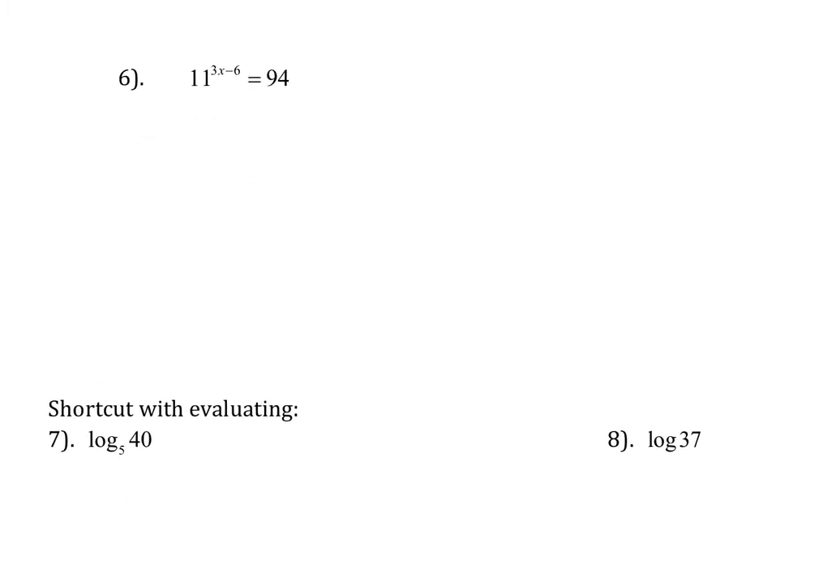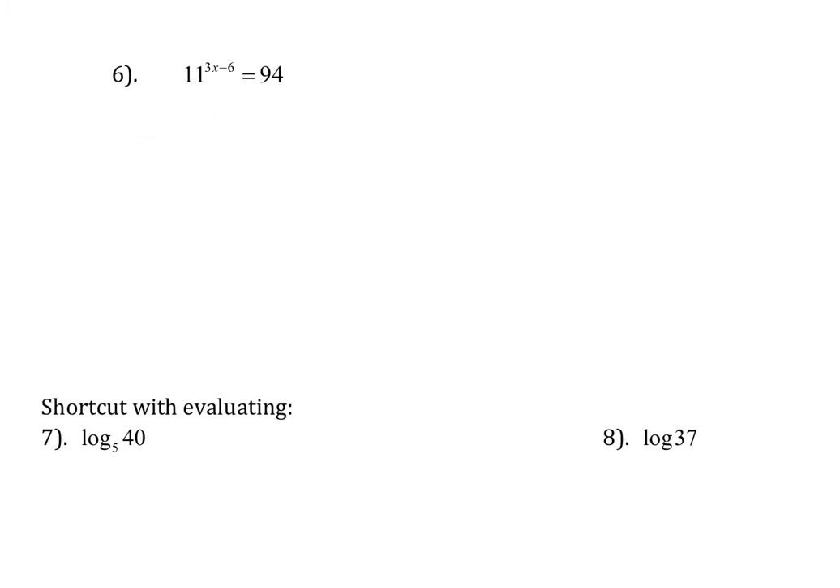All right, moving on to number 6. One more where I just wanted to put a binomial in the exponent. I can't get 11 and 94 to be like bases, so I'm going to take the log of both sides. And what I'm going to do is just save a step and squeeze the word log right in front. This will enable me to bring that 3x minus 6 out in front. And since it is a binomial, I will write it in a parenthesis.